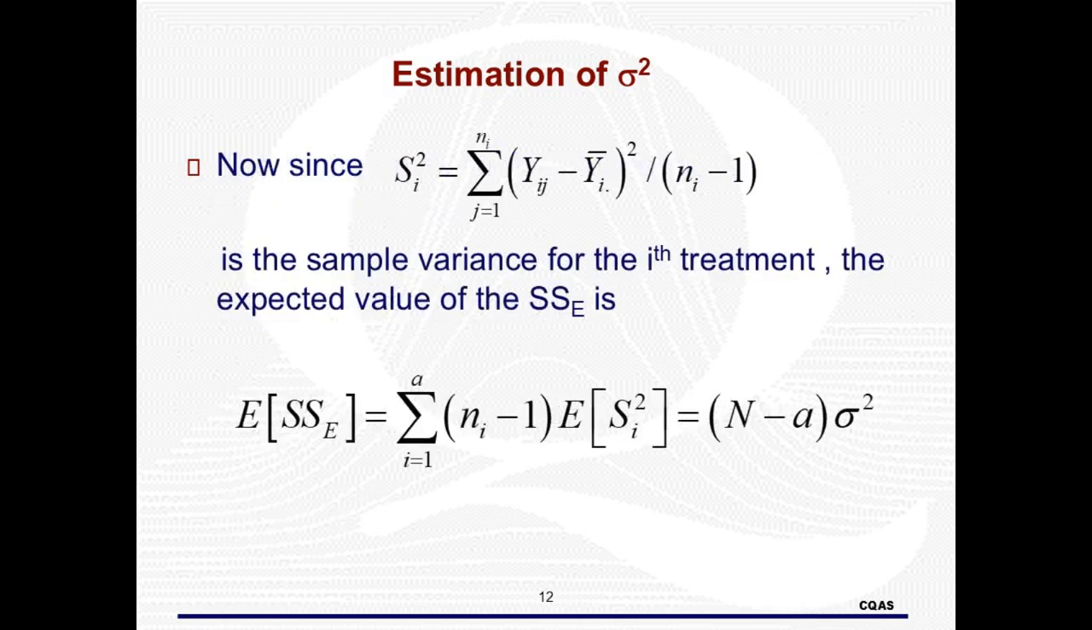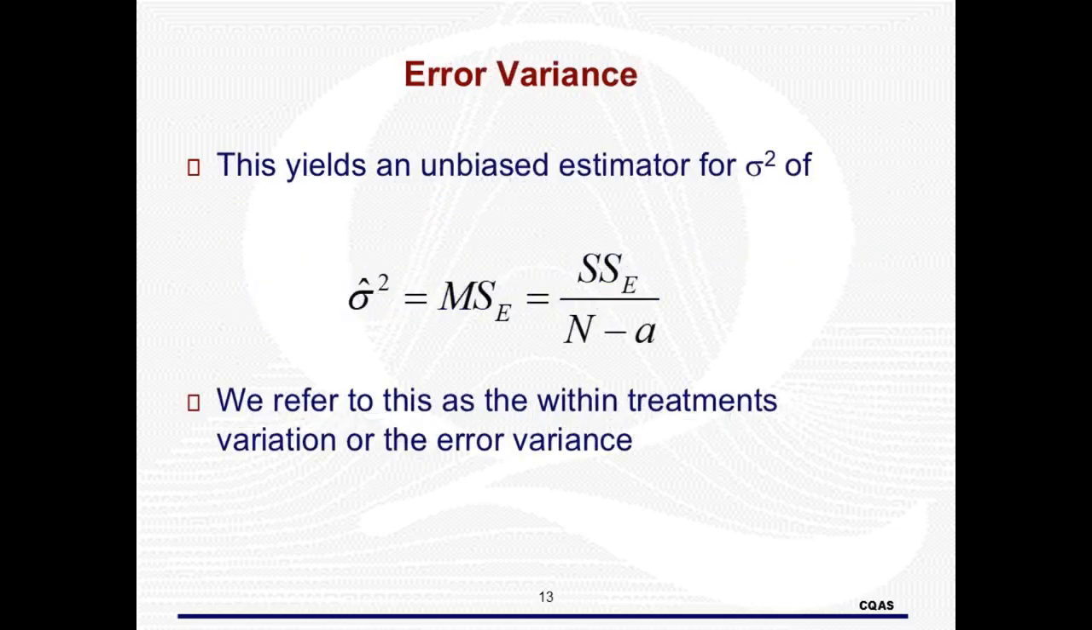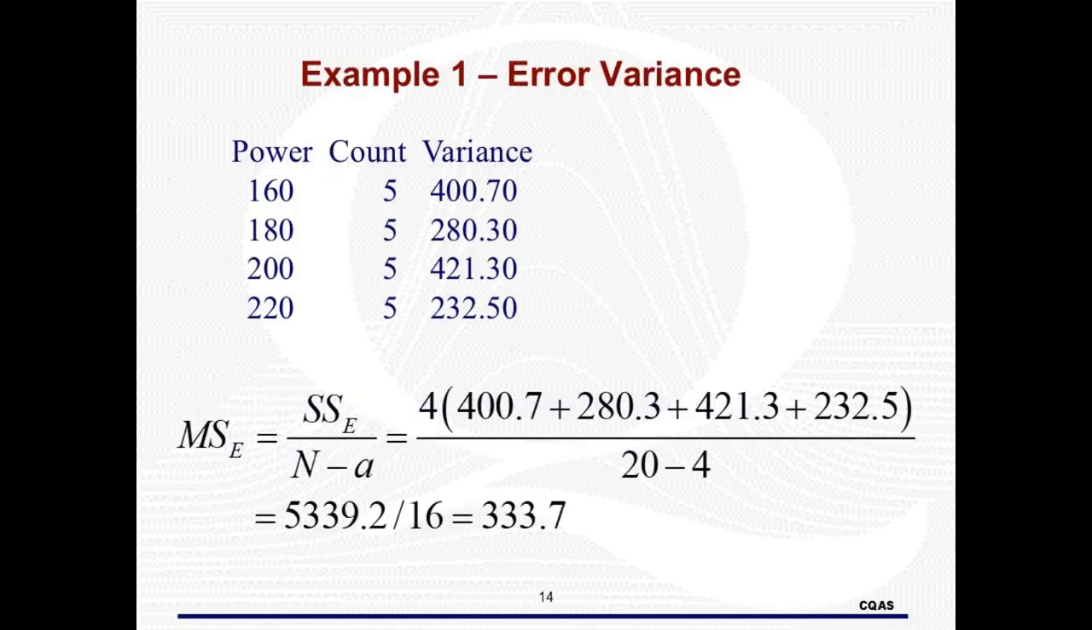Notice that the SSE is not unbiased for sigma square. We need to adjust it so that it is. We will do this by dividing it by N minus A, which is actually an A(n minus 1). We call this the mean square error, within variance, or error variance. Here are the calculations for our power example.